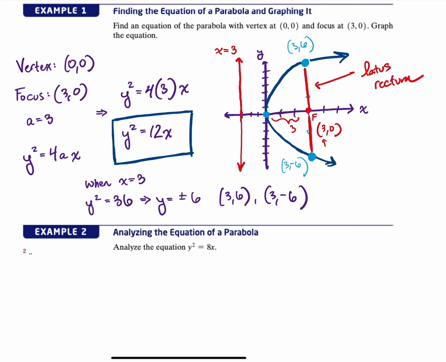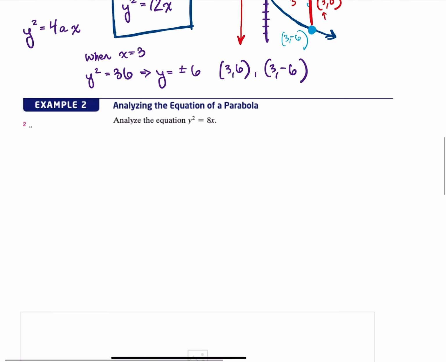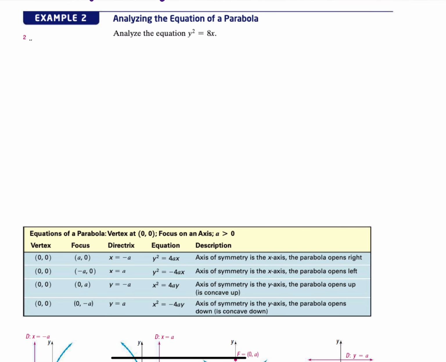All right, let's start from the other direction where we're given an equation and they want us to analyze it. By analyze, they just mean give all of the attributes. You see, analyze. That probably means to find the vertex, the focus, the directrix.